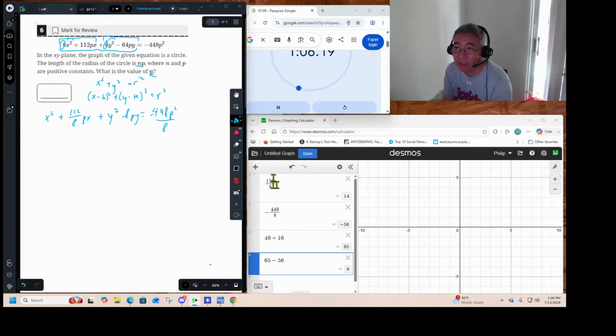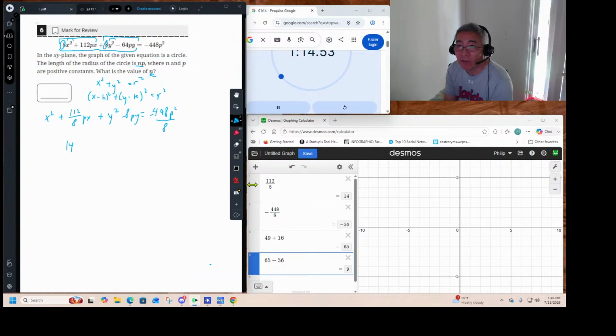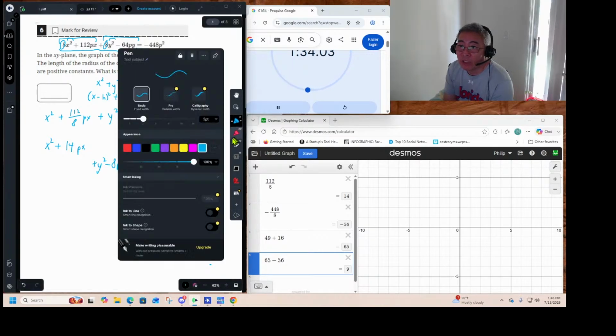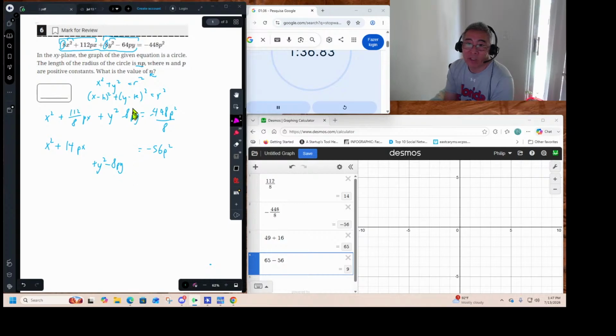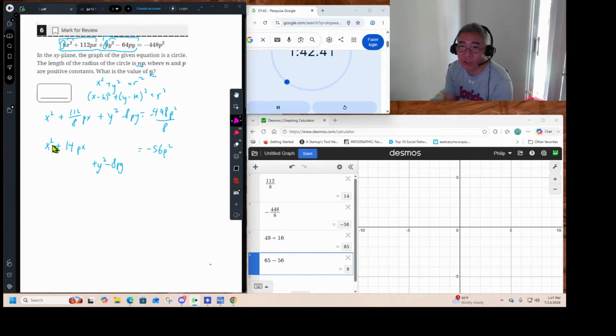I have done some of the divisions here. On the 4-function calculator, you would do 112 divided by 8, that's 14. You would do 448 divided by 8, that would be 56. So I would end up with negative 56p squared on the right side. I would have x squared plus 14px for the x terms, and then plus y squared minus 8py for the y terms, and then I would just need to complete the square for each one of these. If you don't know how to complete the square, I can refer you to other videos. Just ask in the comments for a video on how to complete the square.